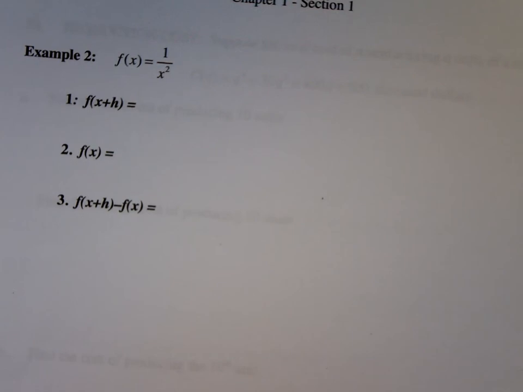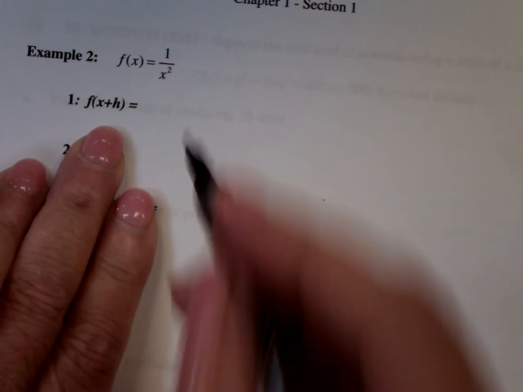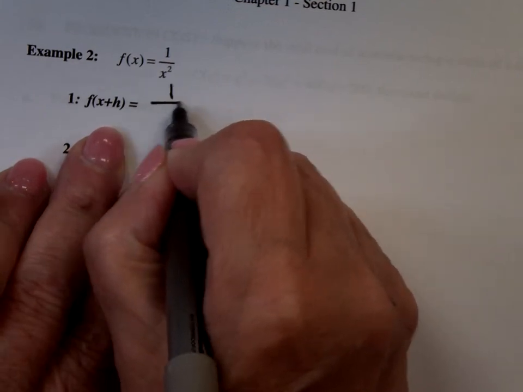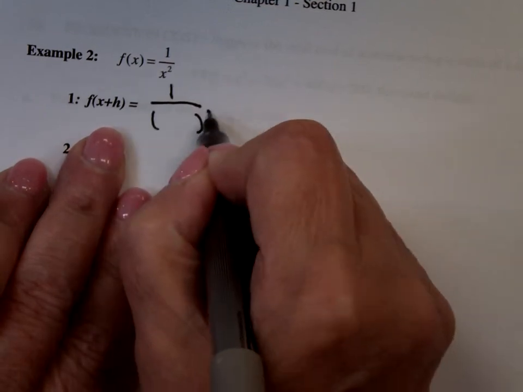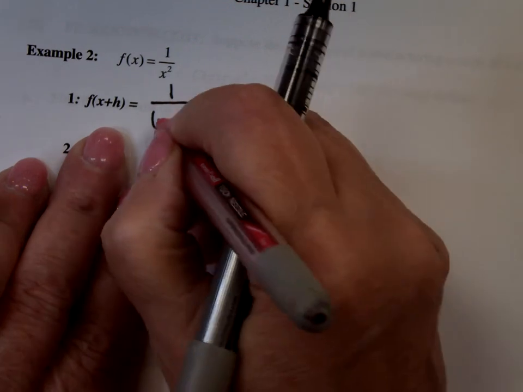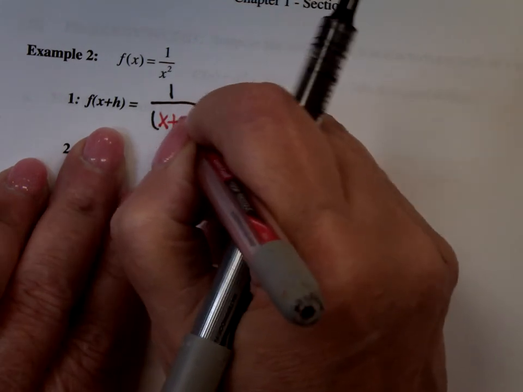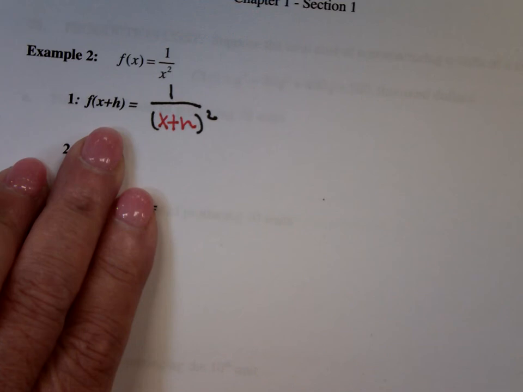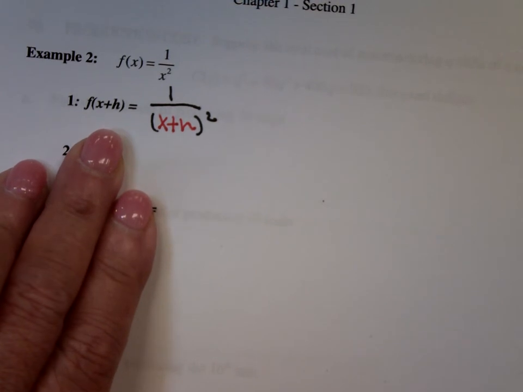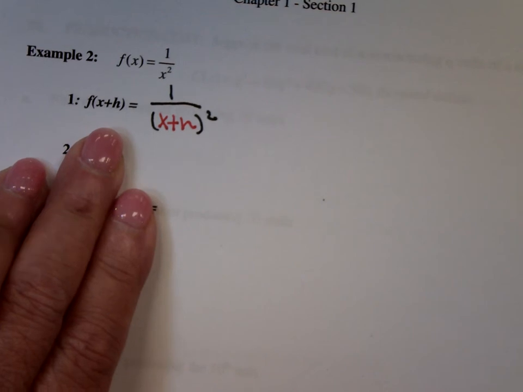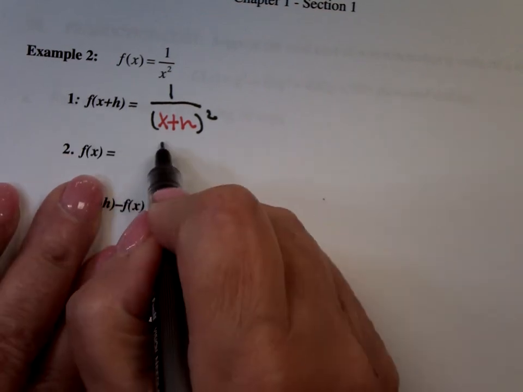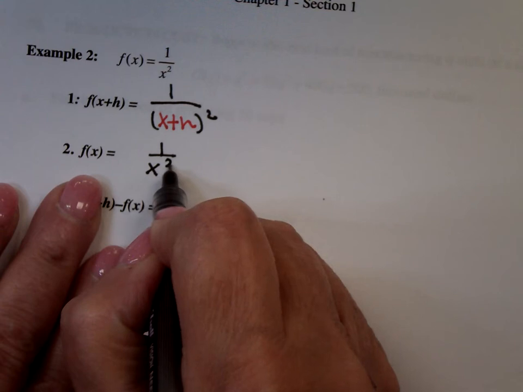Here we go. f of x plus h, well, that says, this is 1 over x squared, so I pull out the x and I replace it by x plus h. And I'm not going to multiply that out. It is not in my best interest to do so. f of x is just 1 over x squared.